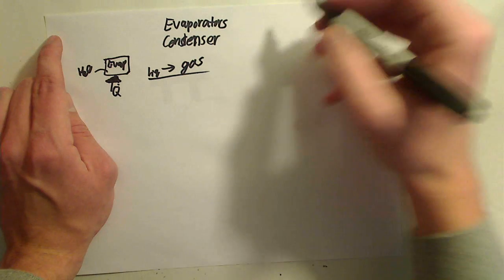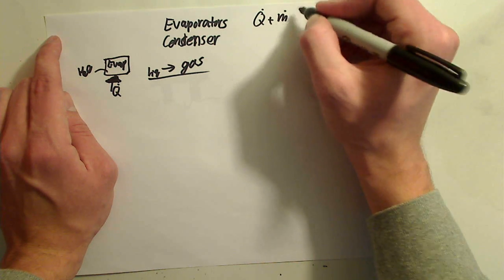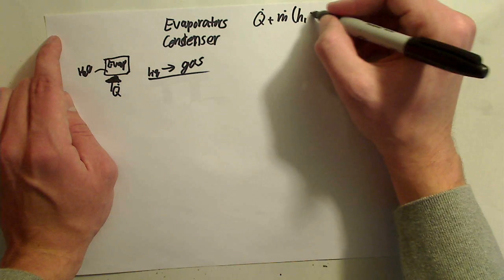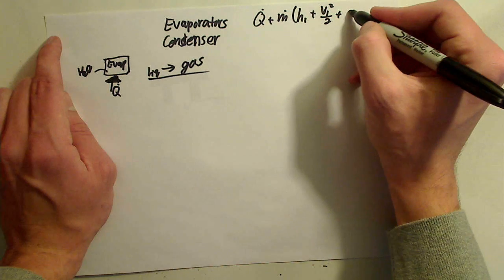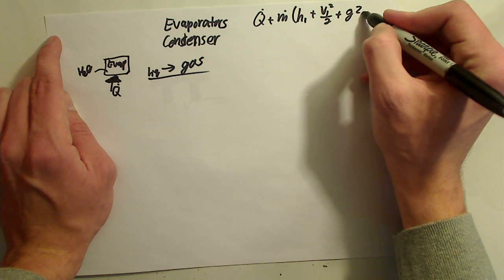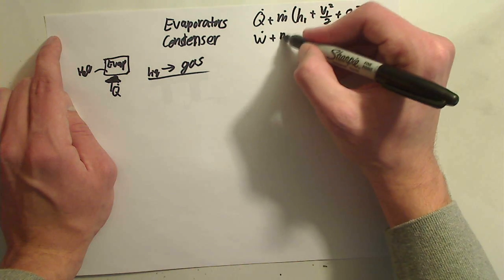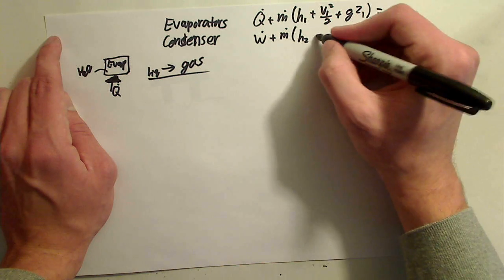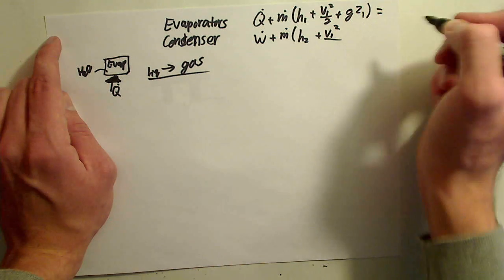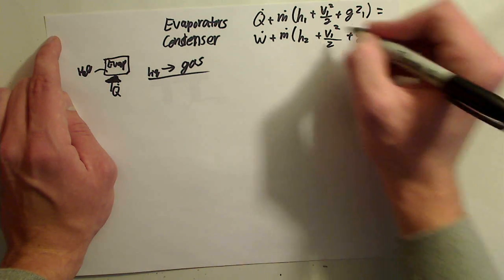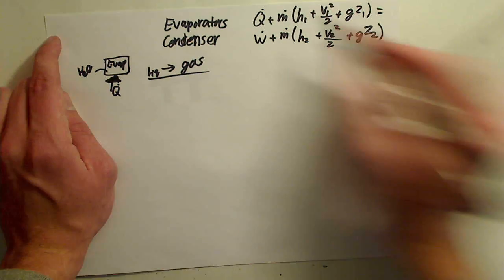So let's draw out the continuity equation. We have Q plus mass flow rate times enthalpy plus potential energy plus kinetic energy equals work out plus mass flow rate times enthalpy out plus potential energy plus kinetic energy, then HV2. There we go. So what can we eliminate here?